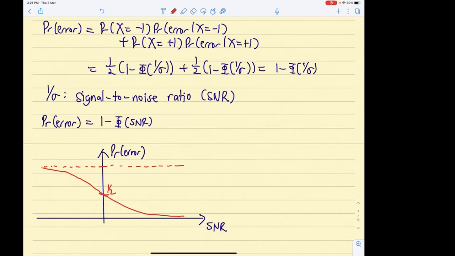Yeah. So this has a name. This is called a Q function, but I don't want to inundate you with too many words already. So the larger the signal to noise ratio, the smaller the probability of error in communications. Does this make sense?